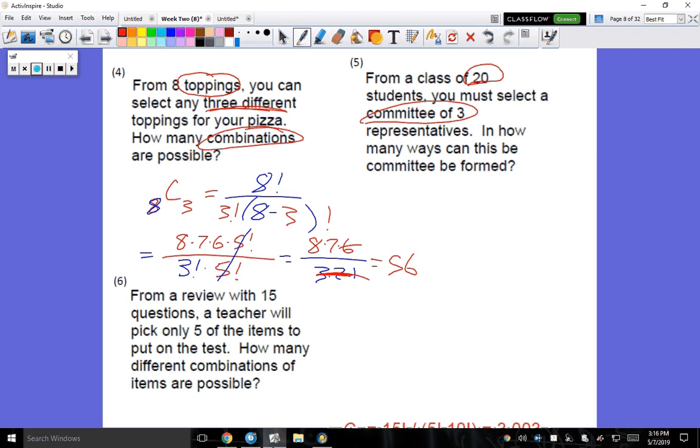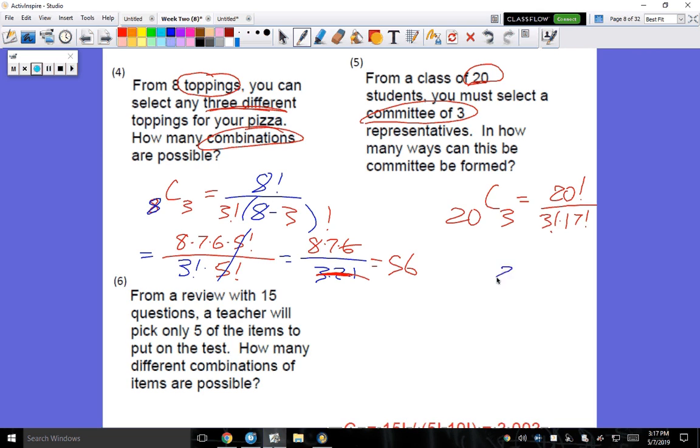That order doesn't matter. It doesn't matter where you're on the committee. It just doesn't matter that you're on the committee. Okay? So it'll be 20 choose r, which is 3. So combination 20 choose r is 20 factorial over 17 factorial times 3 factorial.